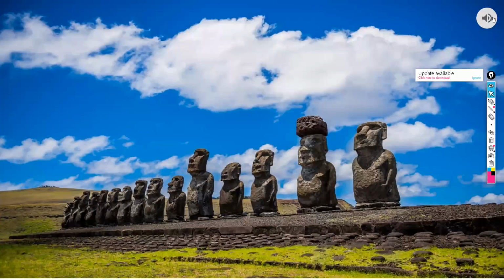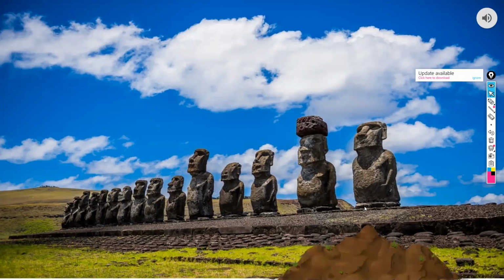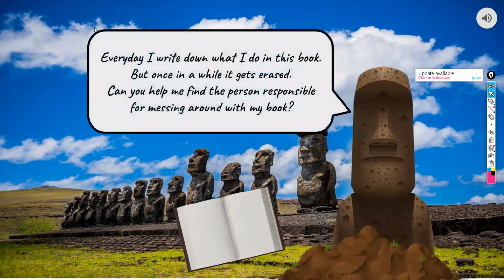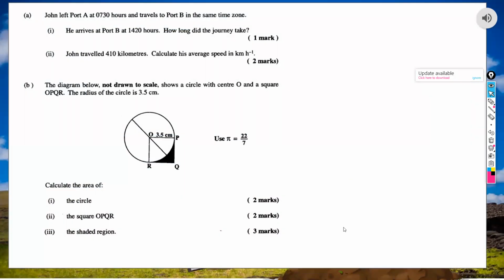Another part of the island now. All right, so try this question now.